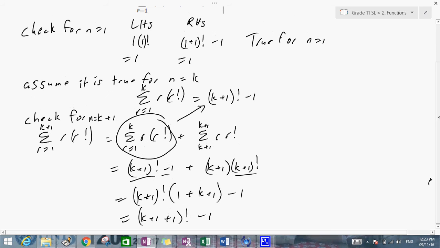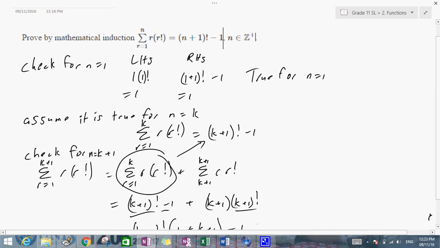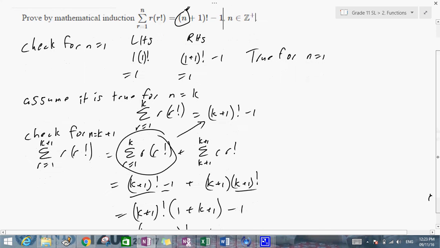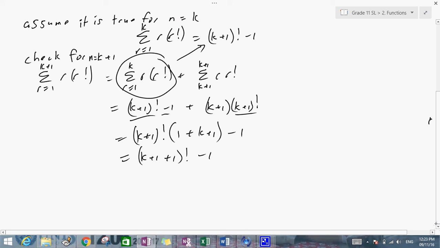If you look at the original question, that's what we're trying to get, that it's equal to this plus 1 factorial minus 1. And this one, we had k plus 1, so we got k plus 1 factorial minus 1. So it worked. So we're just going to have to write our concluding sentence.